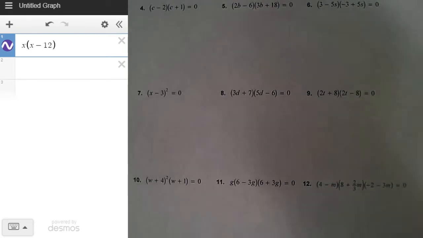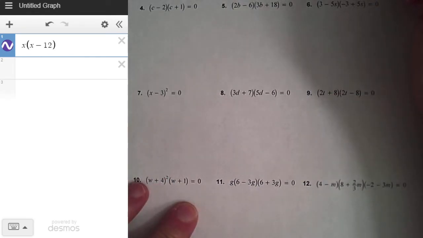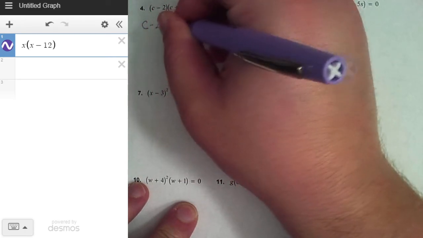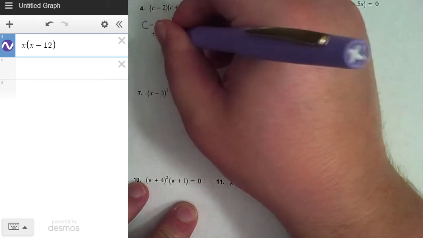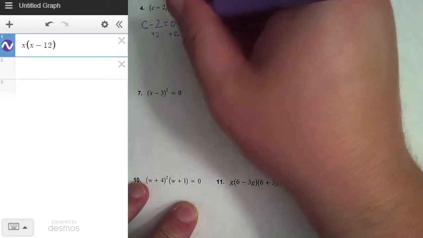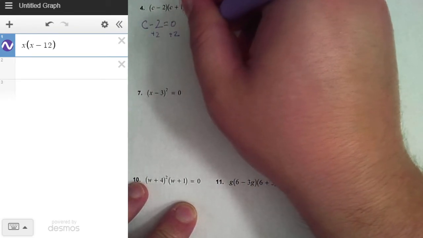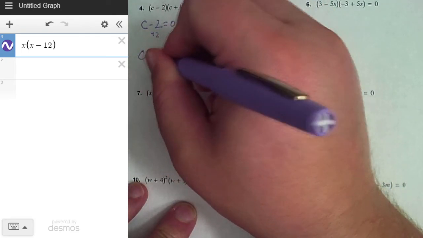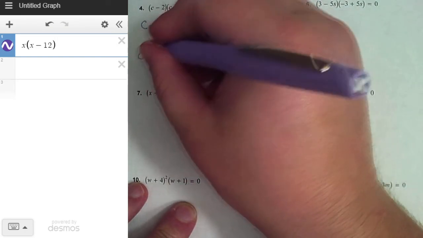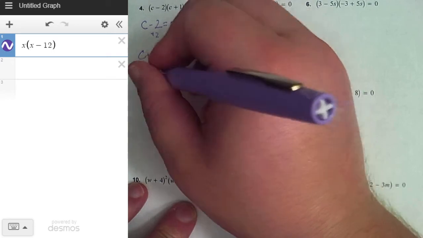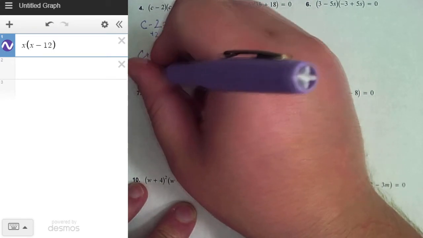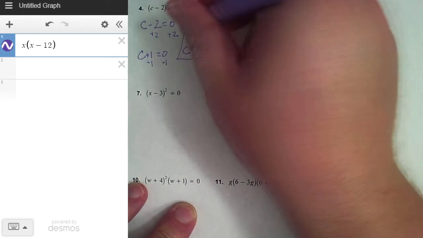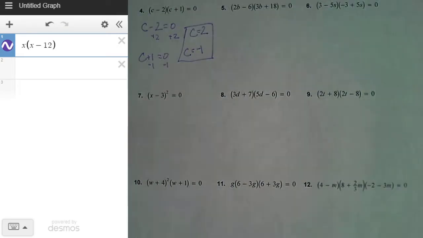We have c minus 2 times the quantity c plus 1. So we're going to set c minus 2 equal to 0. Add 2 to both sides to get c by itself, so we get c is equal to 2. Then we take c plus 1 is equal to 0, setting the other factor equal to 0. Subtract 1 from both sides to isolate the variable c, and we get c is equal to negative 1. Or x is equal to 2 and x is equal to negative 1.